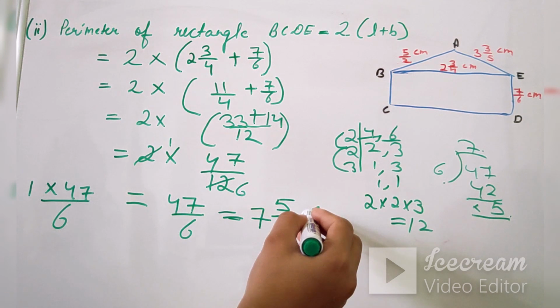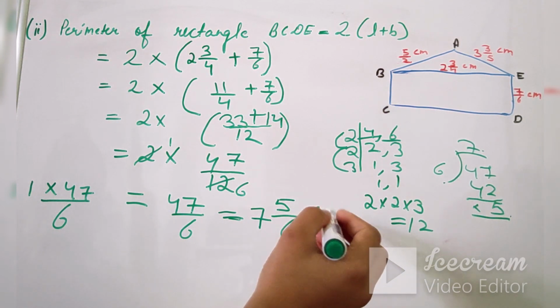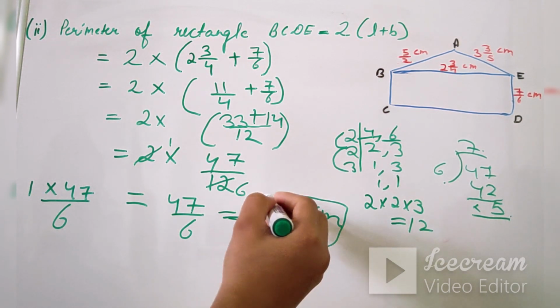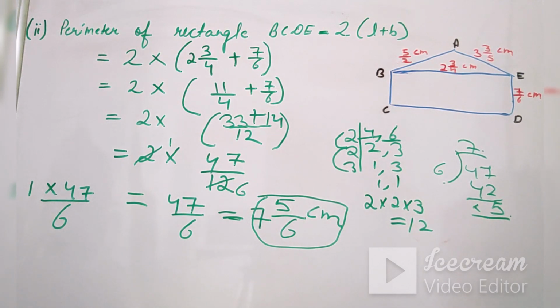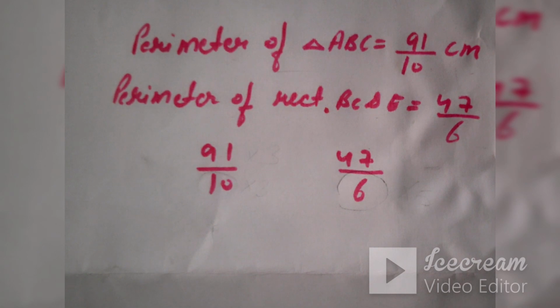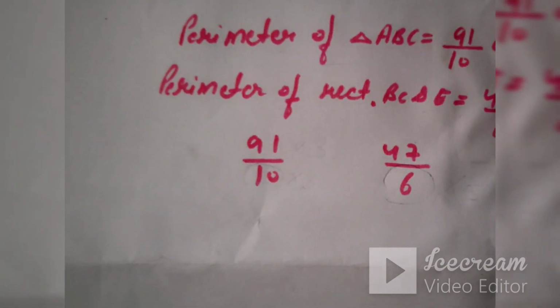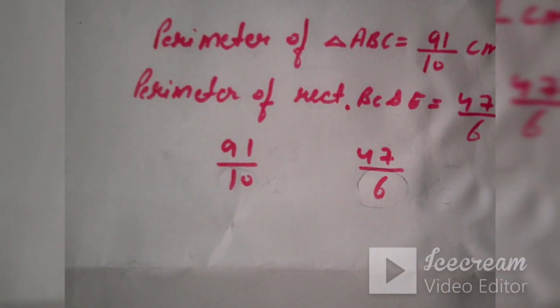So this इतना सेंटीमीटर, ये हो गया आपका पैरीमीटर. So this is the answer. 7 whole 5 by 6 centimeter is answer. So हमने लास्ट का थोड़ा सा पार्ट हम लोगों ने मिस कर दिया है. लास्ट में ये पूछा था कि दोनों में से किसका पैरीमीटर बड़ा है.